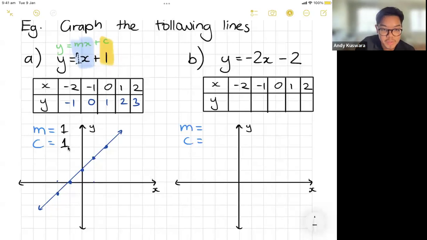So the way I could do that here is I can recognize that my y-intercept is 1, and my gradient is also 1, which means for every 1 that I go up, I need to go 1 across.